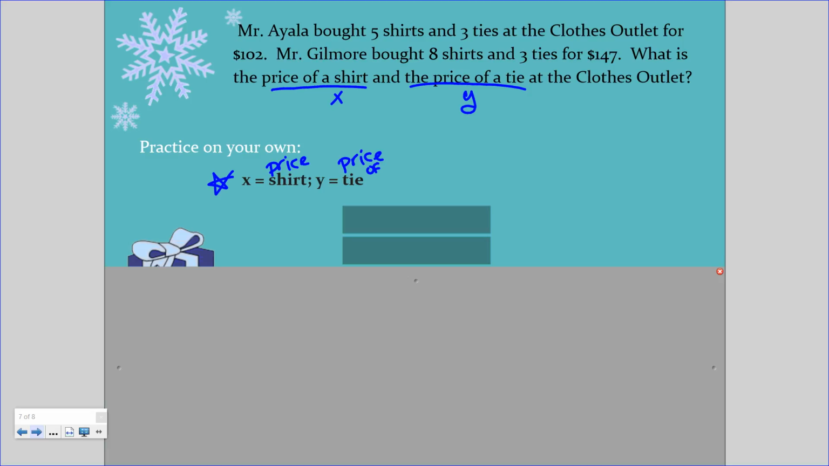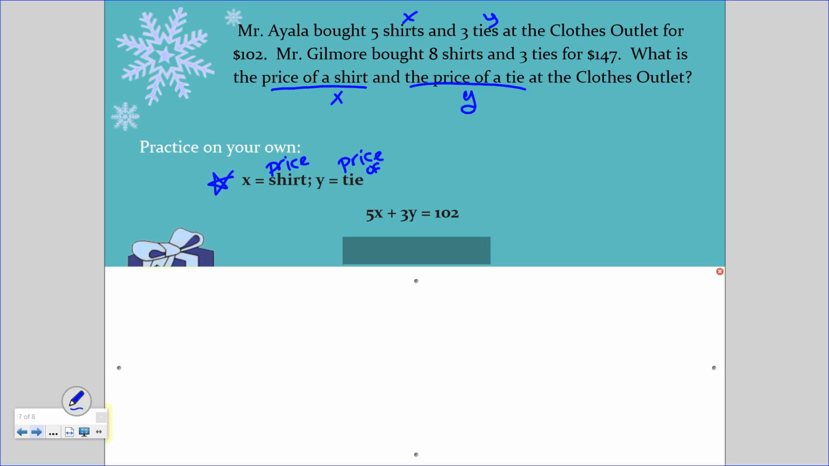All right, so 5 shirts and 3 ties total is $102. So if shirts was X, ties was Y, that tells you 5 times X plus 3 times Y should be $102. And then the next combination, 8 shirts, 3 ties for $147. There's our 2 equations. Notice conveniently the Y's both have coefficients of 3. So all we would have to do is multiply one equation through by a negative to be able to eliminate those. So take a moment, finish solving, and we'll check together. So click pause and play when you're ready to go.